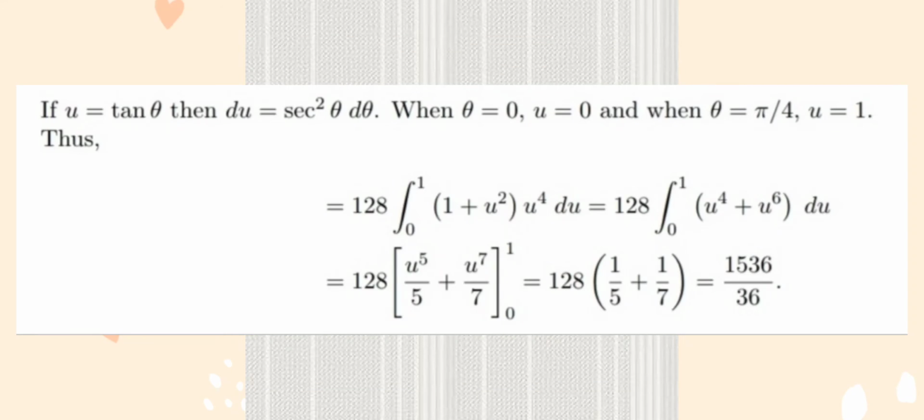Next, let u equal tangent theta and we differentiate, we will get secant square theta d theta. We also need to change the limit, which is when theta is 0, u will be 0, and when theta is pi over 4, u is 1. So we change to u, we will get 128 integral of 1 plus u to the power of 2, u to the power of 4 du. And we multiply in, we will get 128 integral of u to the power of 4 plus u to the power of 6 du.